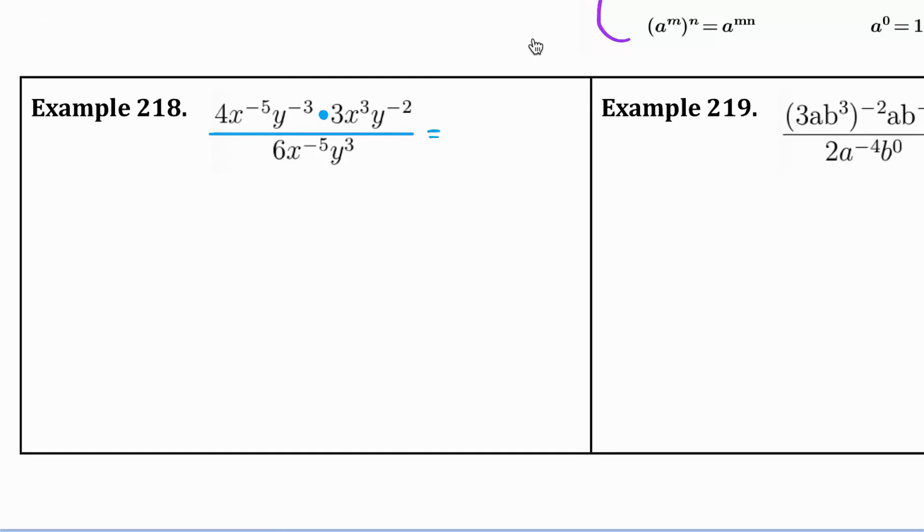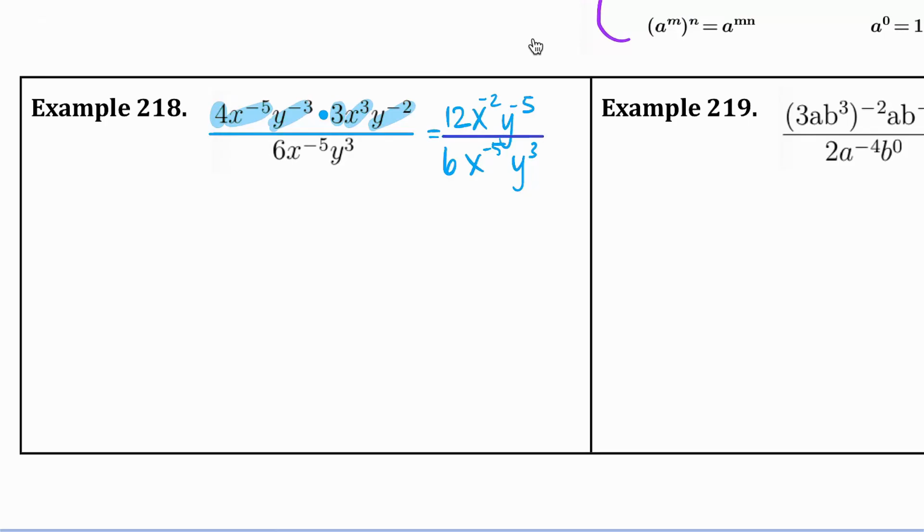So to do that, 4 times 3 is going to give me 12. Don't forget with our product rule, we add our exponents. So we have x to the negative fifth, x to the third. Negative 5 plus 3 gives me x to the negative second power. In our y's, y to the negative third, y to the negative second, we're going to get y to the negative fifth power. Okay, on bottom, we're just going to leave it 6x to the negative fifth, y to the third power. Okay, so now we've got to take care of this quotient rule, this division.